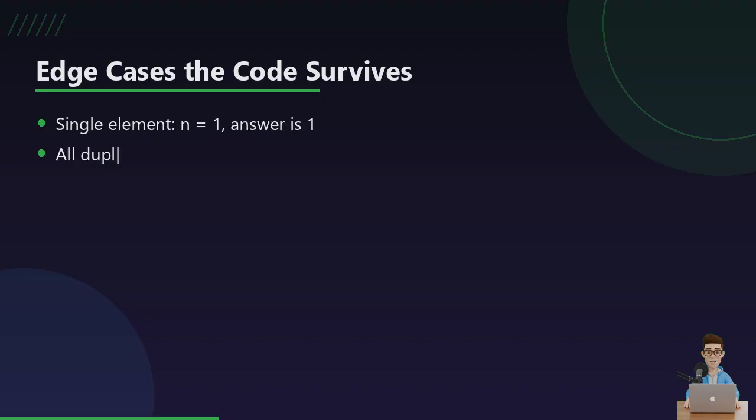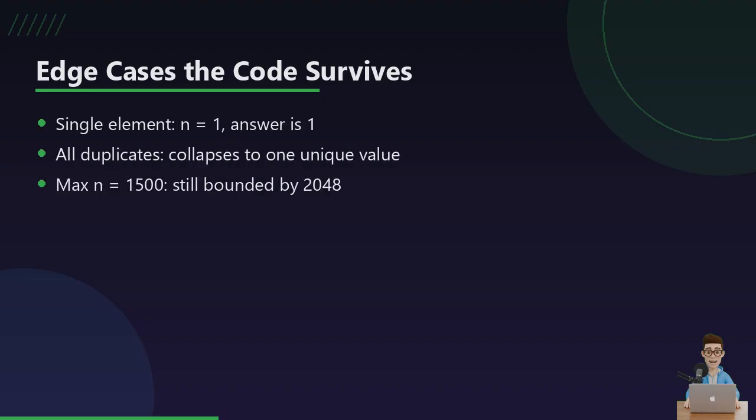Let's double check our code handles the small tricky cases correctly. If the list has just one element, our unique set has one value, the pair set has one value, and the final set has one value, so it correctly returns 1. If every number in the list is a duplicate of each other, everything collapses down the same way. And no matter how big the list gets, up to 1500 entries, that middle set we talked about never grows past 2048. So this solution stays safe and fast in every case.